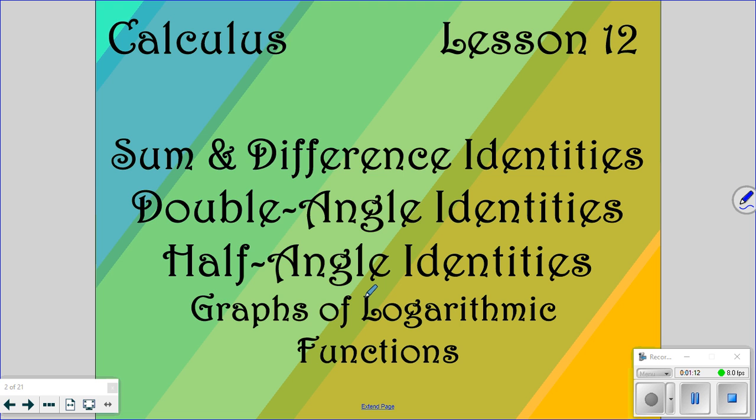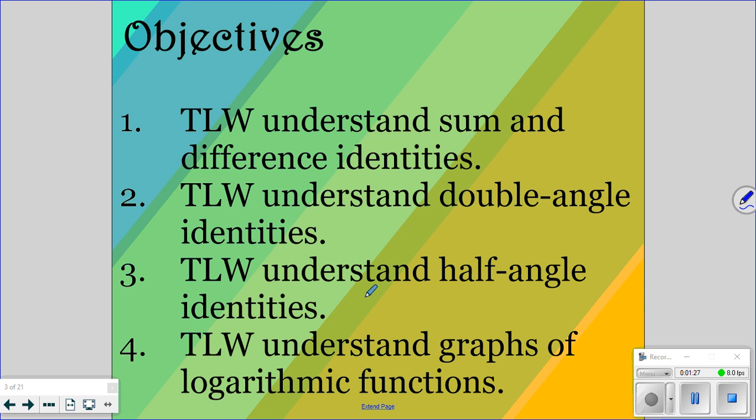So we're looking at lesson 12 today. We're going to look at sum and difference identities, double angle identities, half angle identities, and then graphs of log functions. All of this should be reviewed from pre-calculus with Dylan Trig more. So hopefully you'll understand and remember your sum and difference identities, your double angle identity, your half angle identities, and then log function graphs.